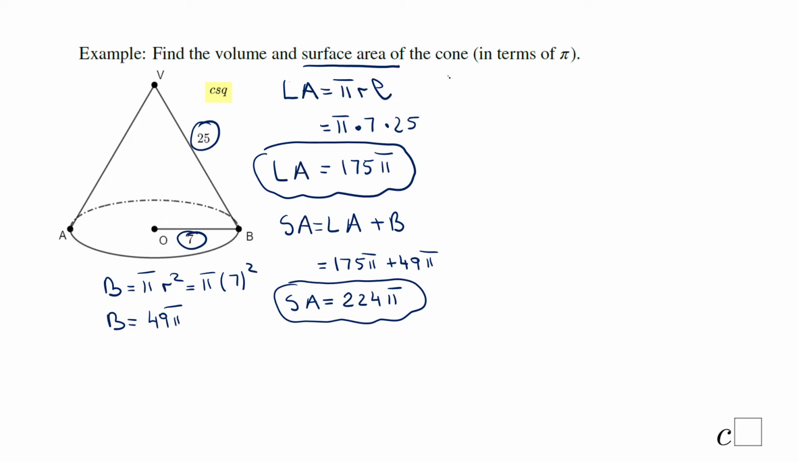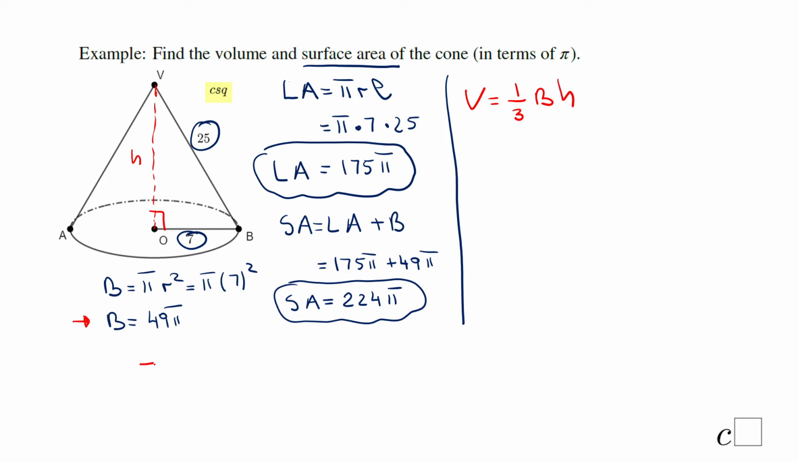Now we can move to the first part of the problem, which is the volume. And the volume of a cone is 1/3 area of the base times the height. We did the base right here, 49 pi. We need this height, which is this segment. VO is this segment that is perpendicular on AB. This is a right angle. So we need this guy.